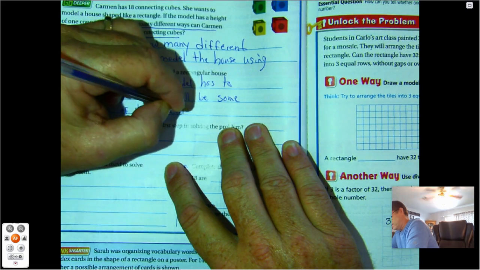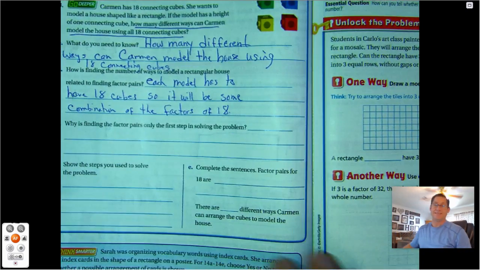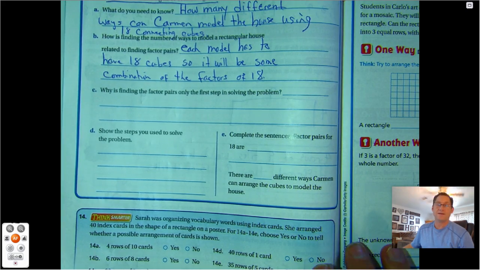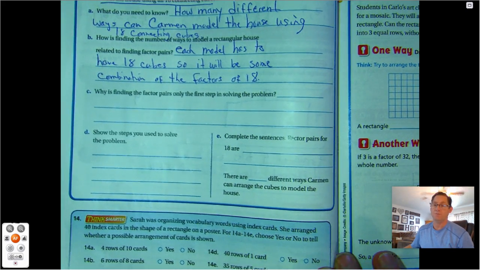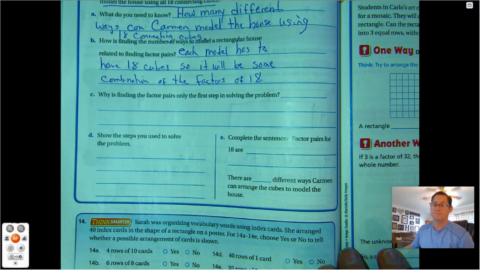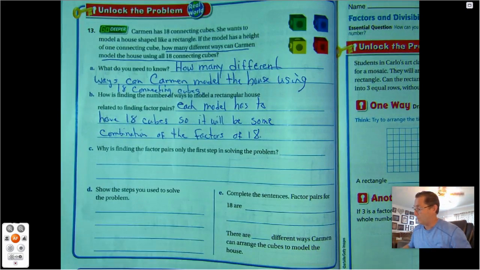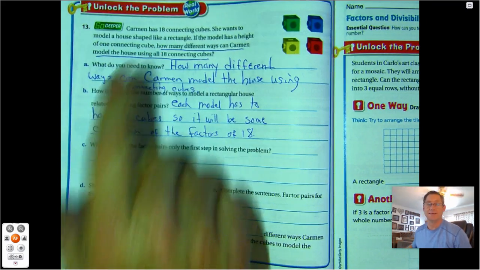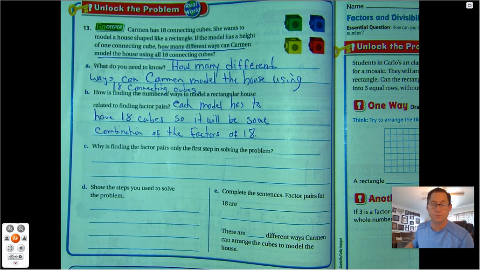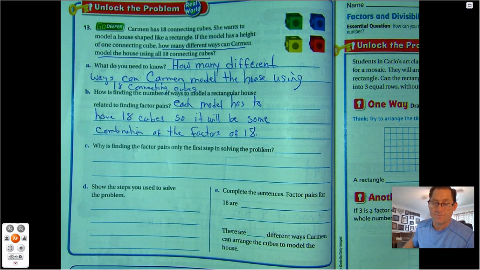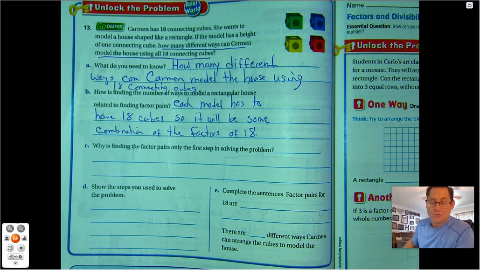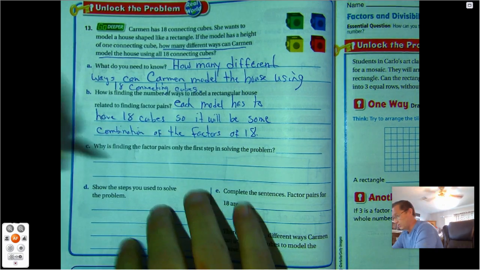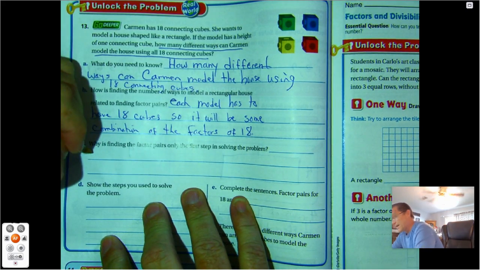Why is finding the factor pairs only the first step in solving the problem? Okay, so she has 18 cubes. She wants to model a house shaped like a rectangle. If we only find the factor pairs, that doesn't answer the question of how many different ways.